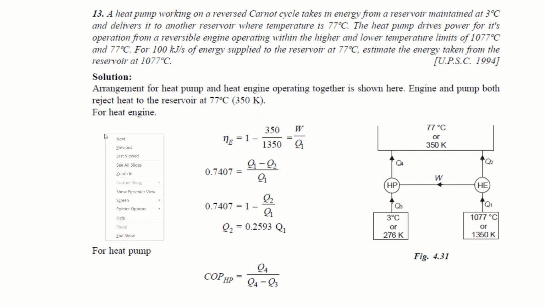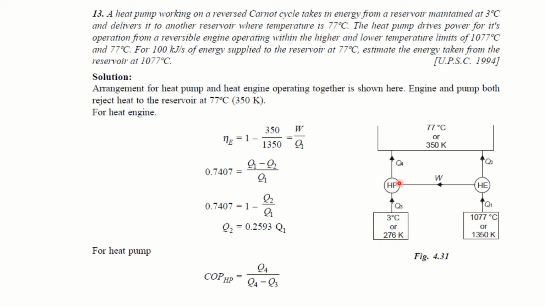Let us take the next example. A heat pump working on a reverse Carnot cycle takes in energy from a reservoir maintained at 3 degrees Celsius and delivers it to another reservoir where temperature is 77 degrees Celsius. Correct? 3 degrees Celsius is nothing but 276 K.